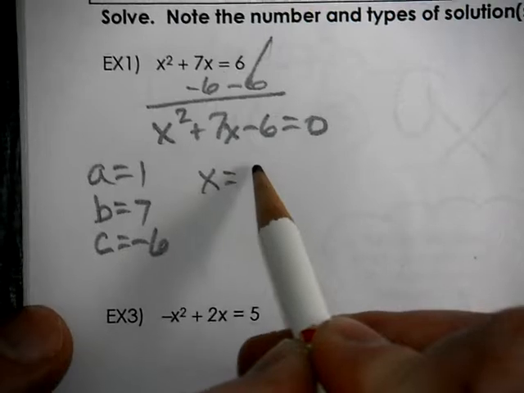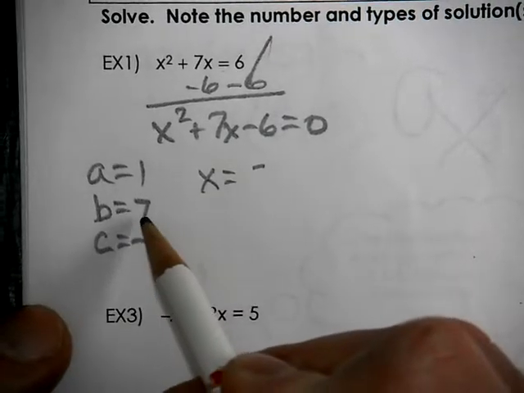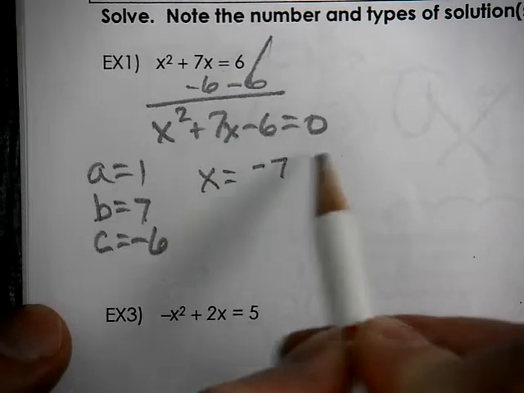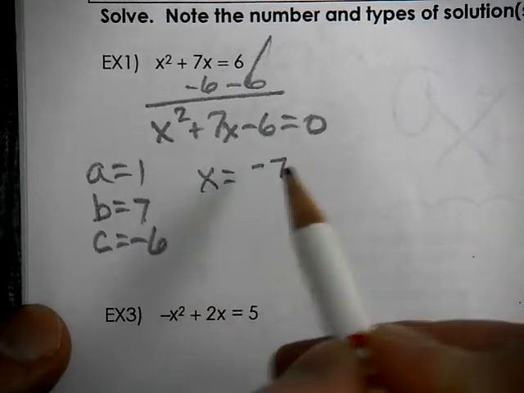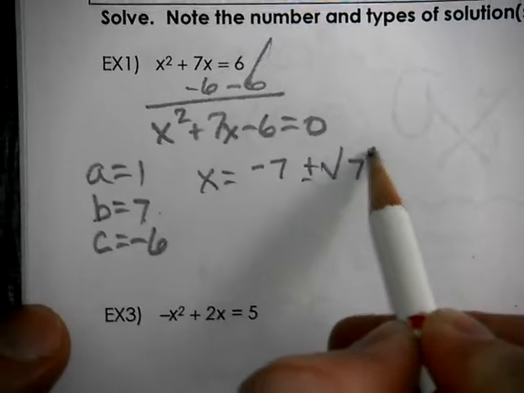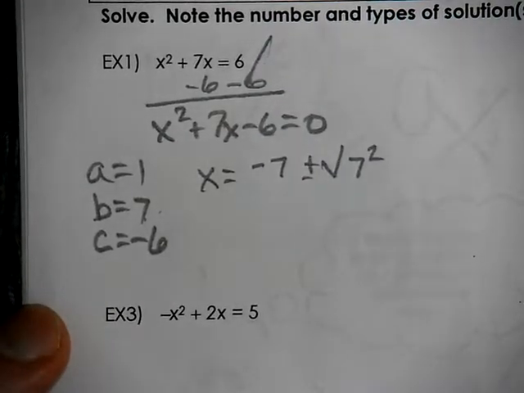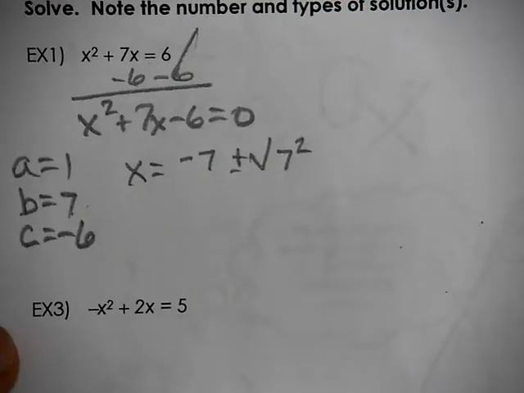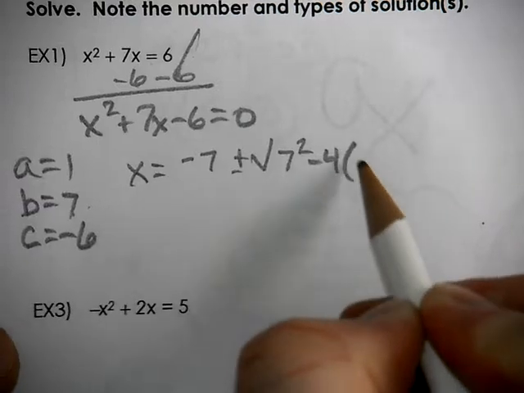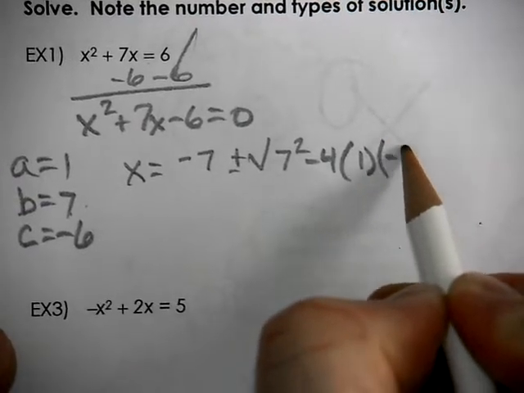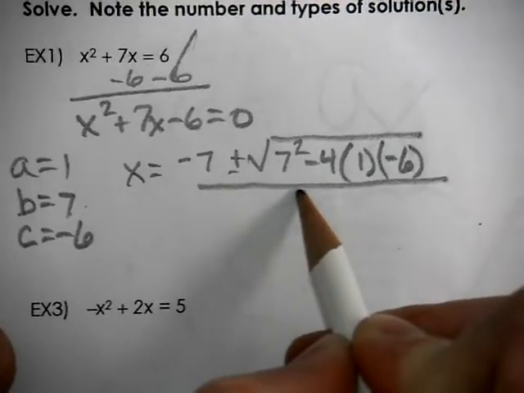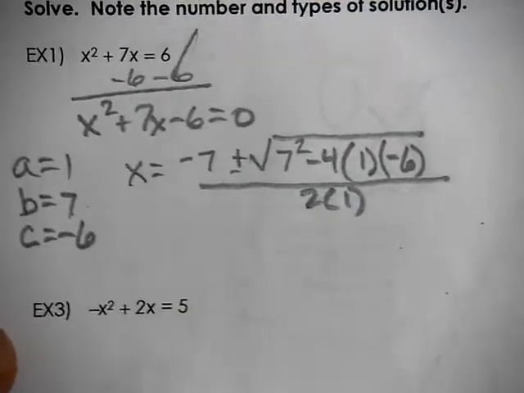X equals negative b, so negative 7, the opposite of whatever your b is. So in this case, it's negative 7, plus or minus the square root of 7 squared. We don't need parentheses when it's a positive number being squared. We can just say 7 squared, minus 4ac, all over 2 times a.